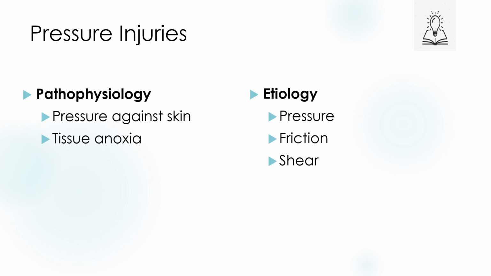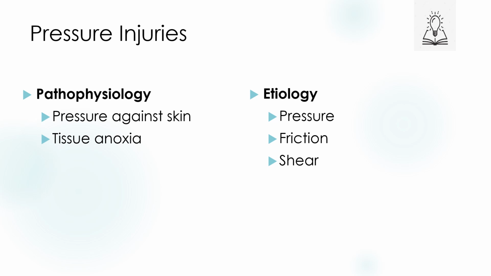Okay, let's talk more about pressure injuries. So what are pressure injuries? They are basically lesions caused by prolonged pressure against the skin, which are a result of tissue anoxia. Tissue anoxia begins to develop within 20 to 40 minutes of unrelieved pressure on the skin.